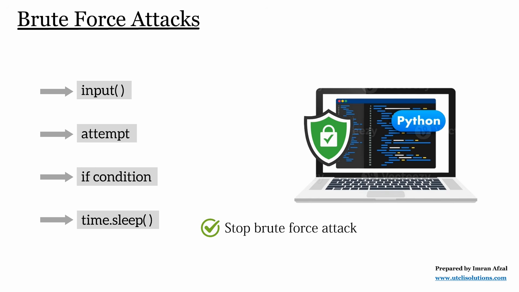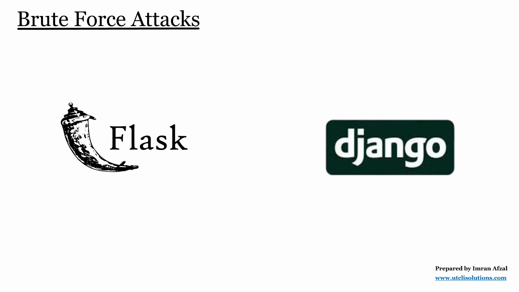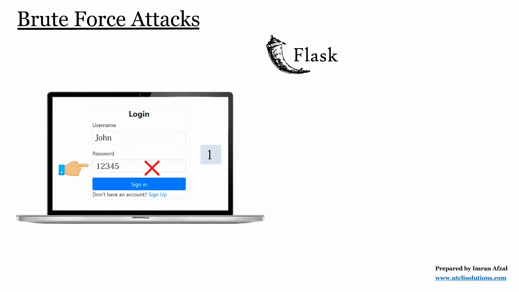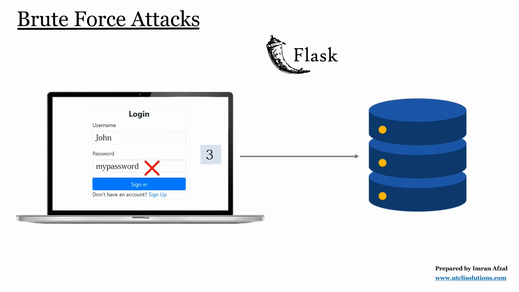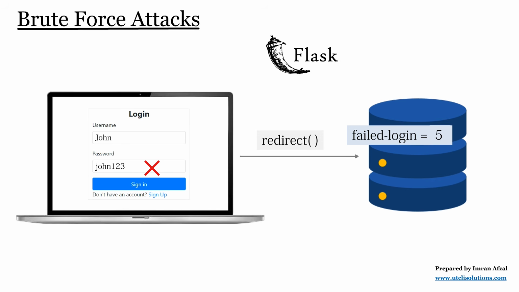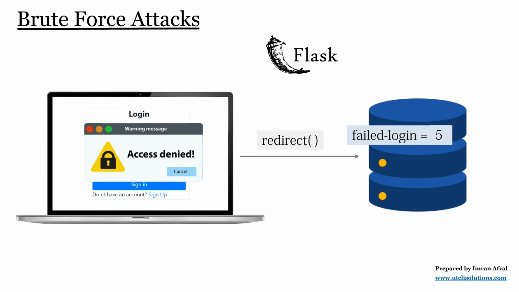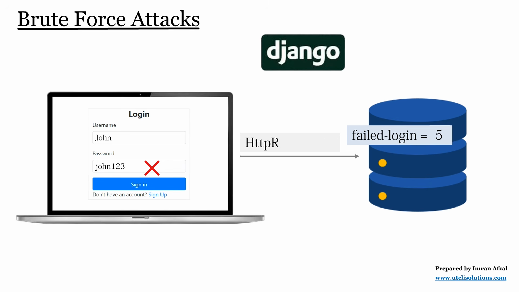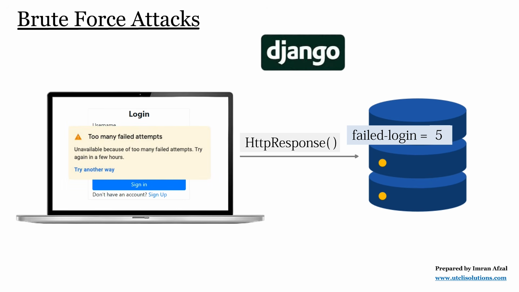In web applications, if we're using a web framework like Flask or Django, we can add more features to stop brute force. For example, we can store the number of login tries in the session or database using a variable like failed logins. If it crosses a safe limit, we use the redirect function from Flask to send the user to a warning page. In Django, we can use the HTTP response function to show a too many attempts message after counting tries.